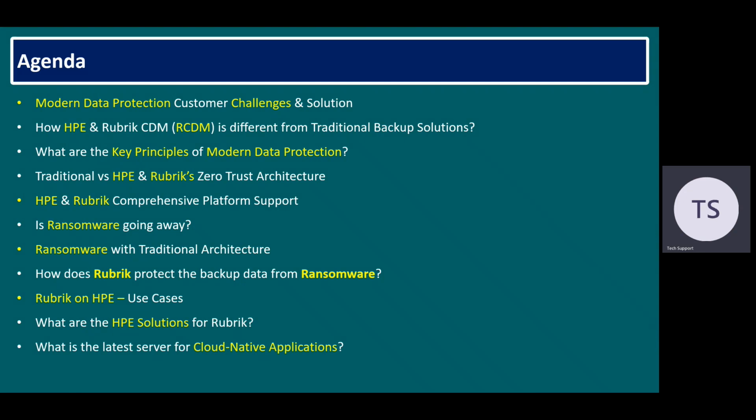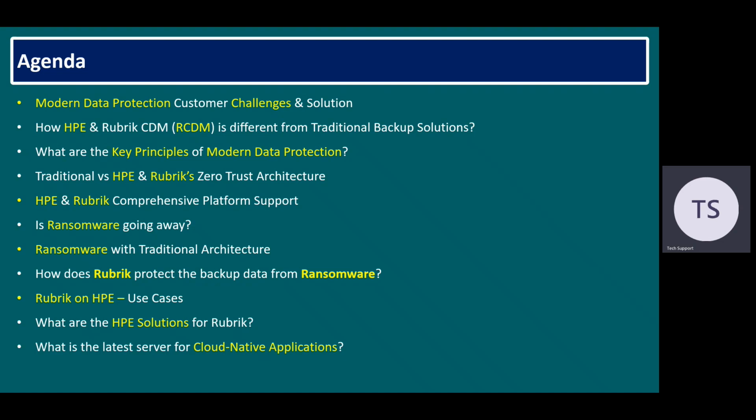Modern data protection, what are the most common customer challenges and solutions, and how HPE and Rubrik cloud data management is different from traditional backup solutions, and what are the key principles of modern data protection. We can also verify the difference between traditional and HPE and Rubrik's zero trust architecture, and what is the main platform support for the HPE and Rubrik solutions, and is ransomware going away or not? But definitely the answer is no.